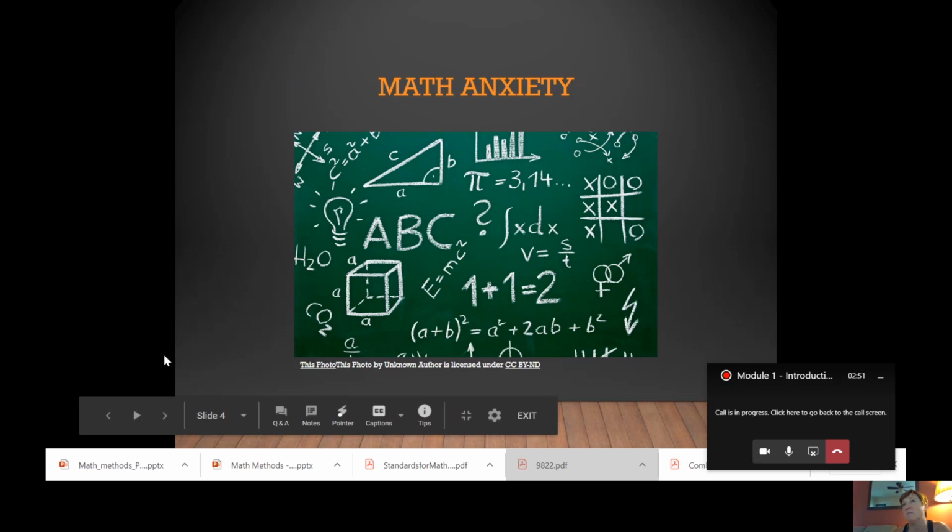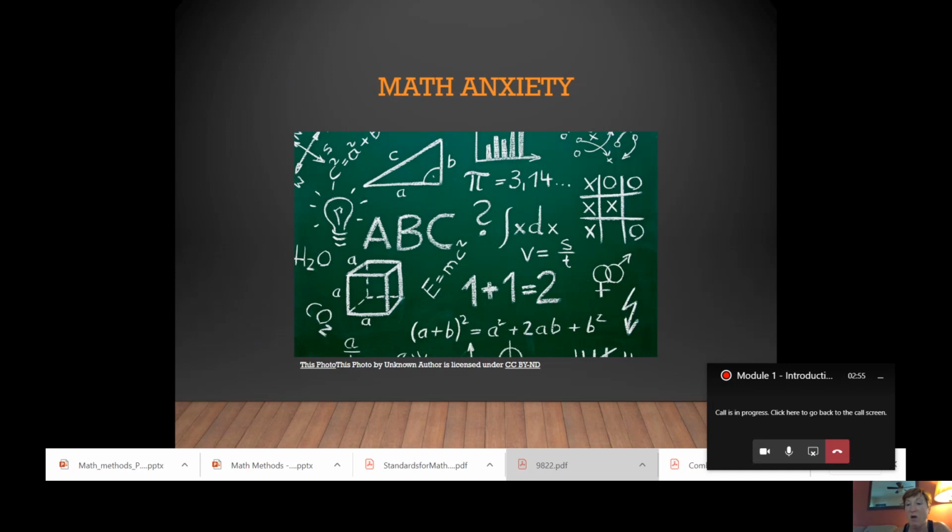So a lot of times people have math anxiety, and this math anxiety can cause stress when it comes to having to teach young children math. So that's something that we want to get over, basically, or find ways to feel more confident in teaching math.